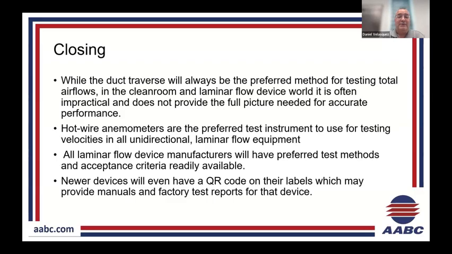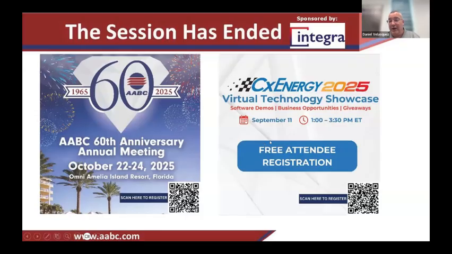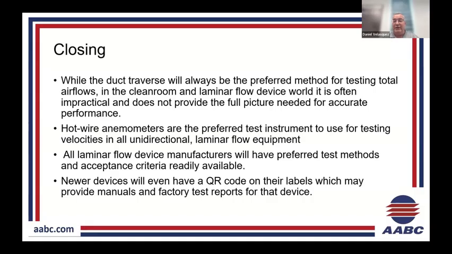So in closing, while the traverse, I agree 100%, is the preferred method, in the clean room and laminar flow device world, it's just not used, and sometimes it's not practical. Hot wires are definitely preferred, and you can use Velgrids, you can use airfoils in some rare cases. The laminar flow device manufacturers will have the test methods and acceptance criteria readily available, and the newer devices will actually have QR codes on there. You can take your phone and scan the QR code, and you'll get the manual downloaded right to you, and for some cases, the actual factory test report.